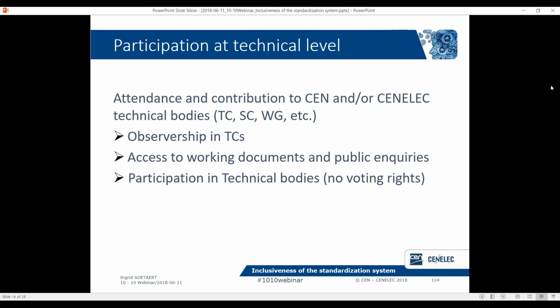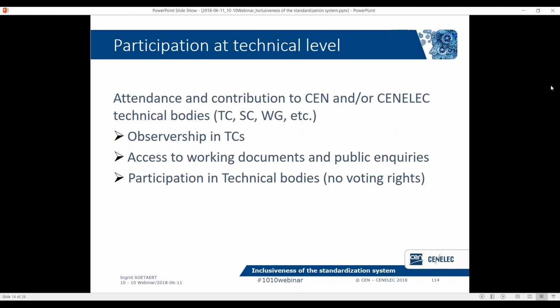A partner organization that has observership in a TC has access to all the working documents and to public inquiries and can submit comments to public inquiries. However, we will see on the next slide that we also have a special subcategory of partner organizations, which are the Annex 3 partner organizations, who also have the right to submit comments at the voting stage.